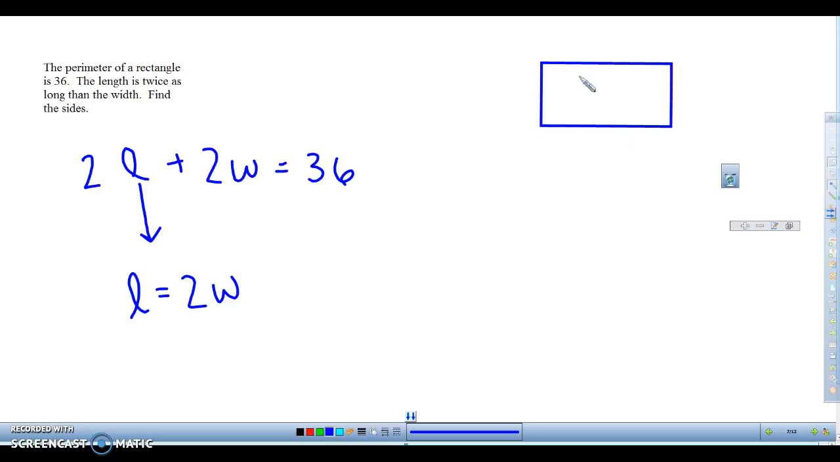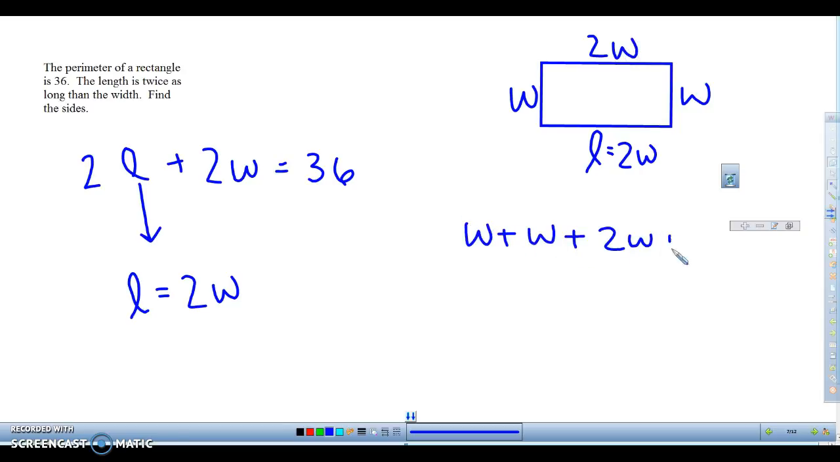Okay? So let's go ahead and label our picture, because it's not just drawing a rectangle, it's actually labeling it correctly. So here we have a width, here's a width, and then we know this length is really 2 W's. So if I were to add all those up, I should get that perimeter of 36.